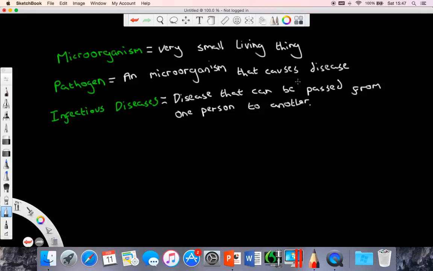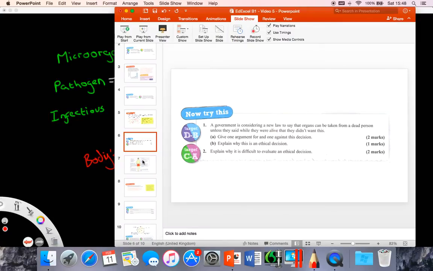But our body has lots of ways in which we can stop pathogens from entering. Okay? It has lots of ways which can stop us from being infected by pathogens. So we have our body's defenses against pathogens.